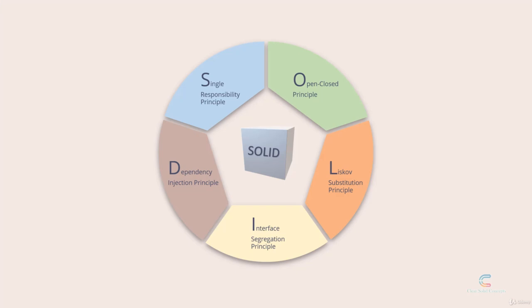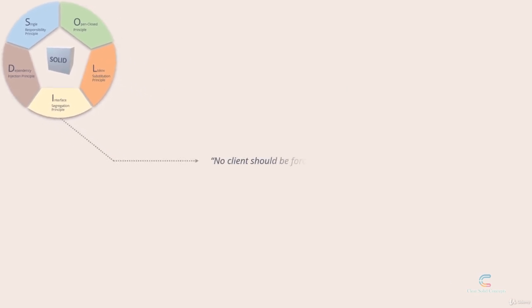In this session, we are going to look at the I in SOLID, which is the fourth design principle. I stands for Interface Segregation Principle. This is often abbreviated as ISP. Let's look at what this principle says. It goes like this: no client should be forced to depend on methods it does not use.